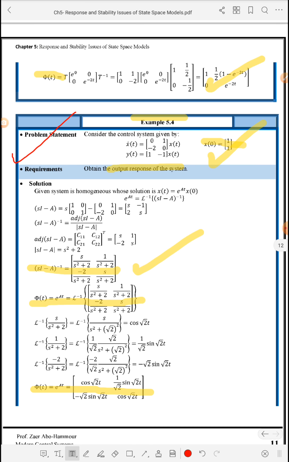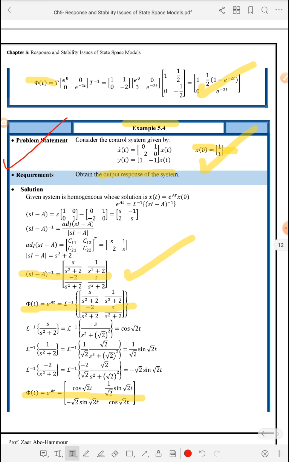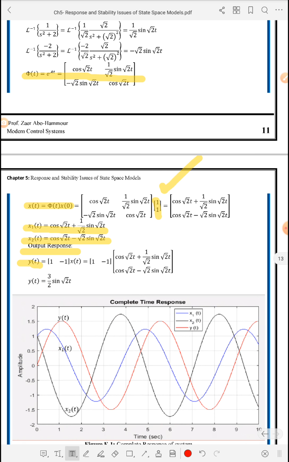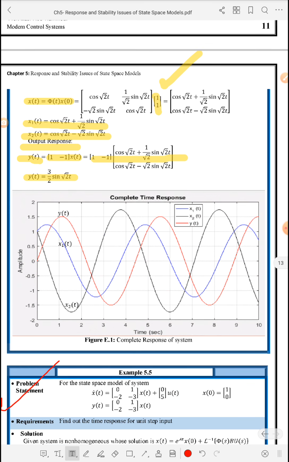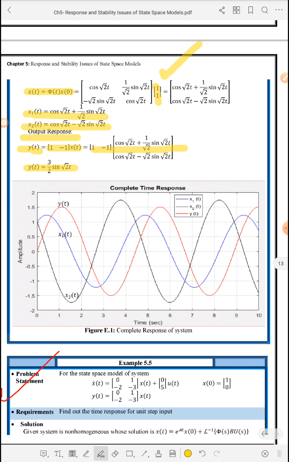Y of t in the problem statement was given by this equation. Y of t is equal to 1 minus 1 multiplied by x of t, and x of t is a vector, not a scalar. So if we go back to our solution and continue the example, y of t is equal to 1 minus 1 times x of t, and if we perform this multiplication, finally we get this formula for y of t, and the response of this system is covered in this figure.